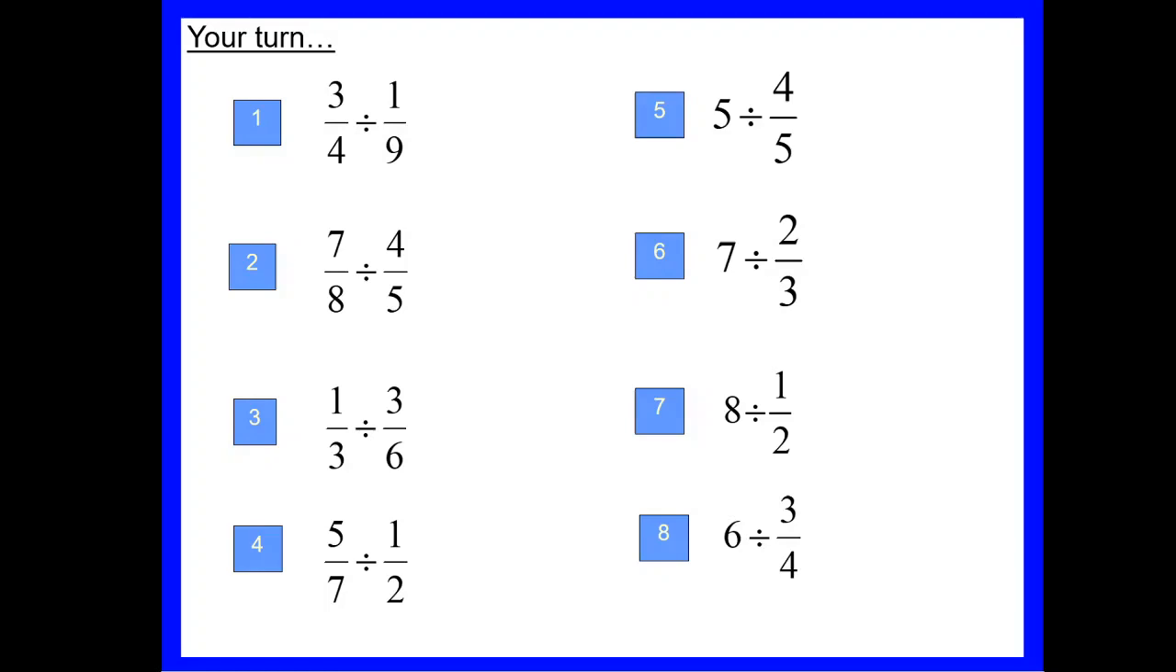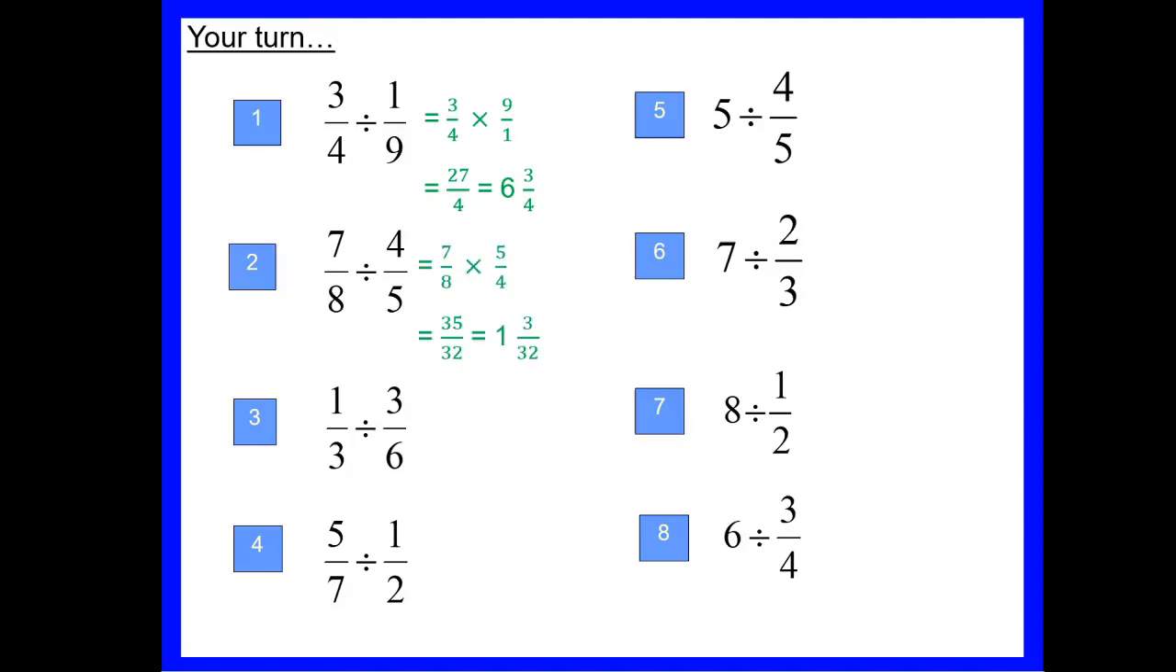All right, so for our first one then, we're keeping the 3 out of 4, change the symbol, flip the fraction. Now we can multiply. 3 times 9 is 27, 4 times 1 is 4. 4 goes into 27 6 whole times with 3 remaining back over our 4, so 6 3/4.